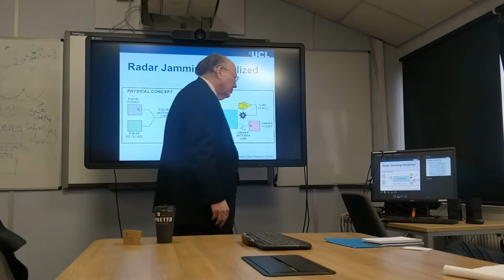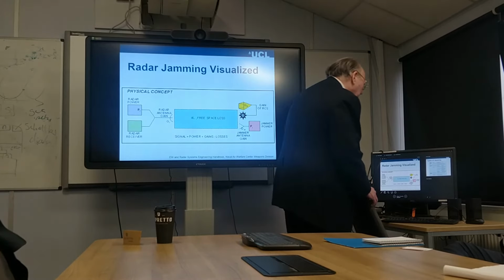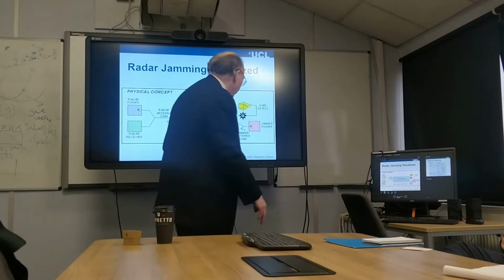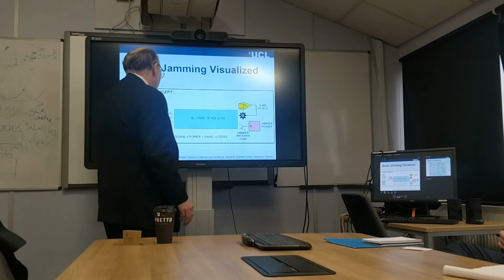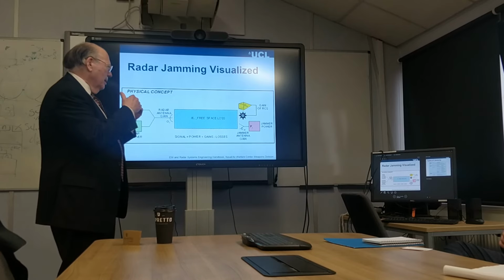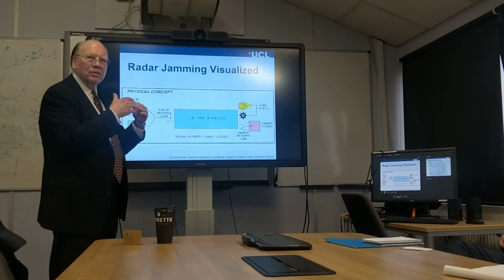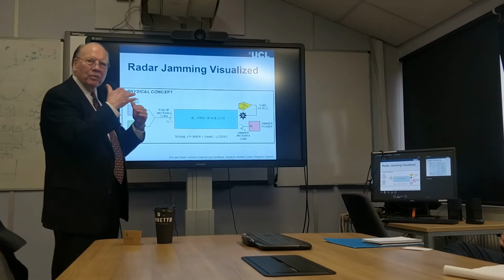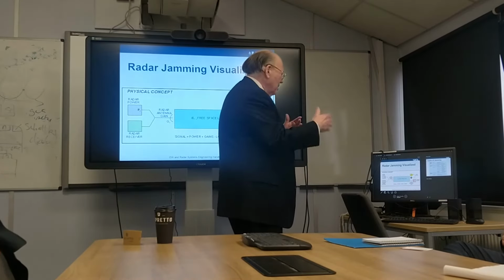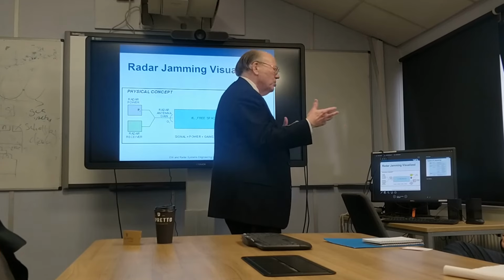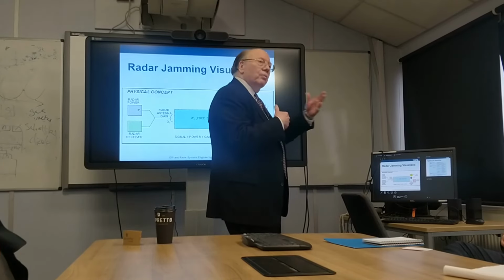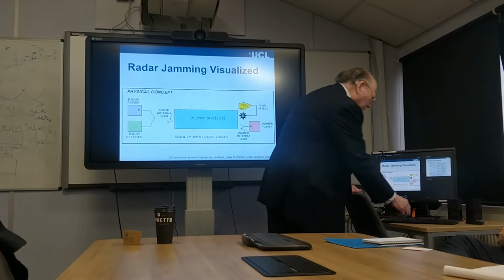And then when the radar signal comes back and the jamming signal comes in, and I'll show you this later, you've got a J to S situation, a jamming power to signal power. If that J to S is positive, then the jammer is stronger than the radar return. If it's negative, the radar return is stronger than the jammer.